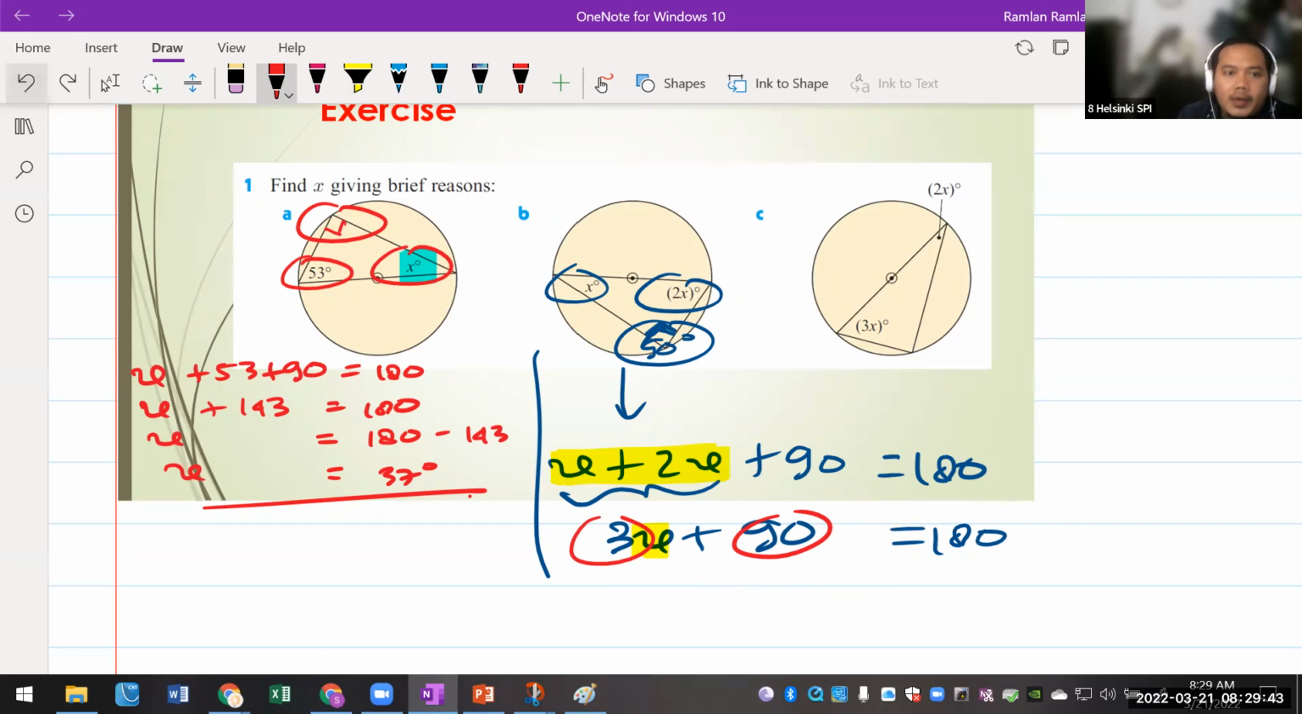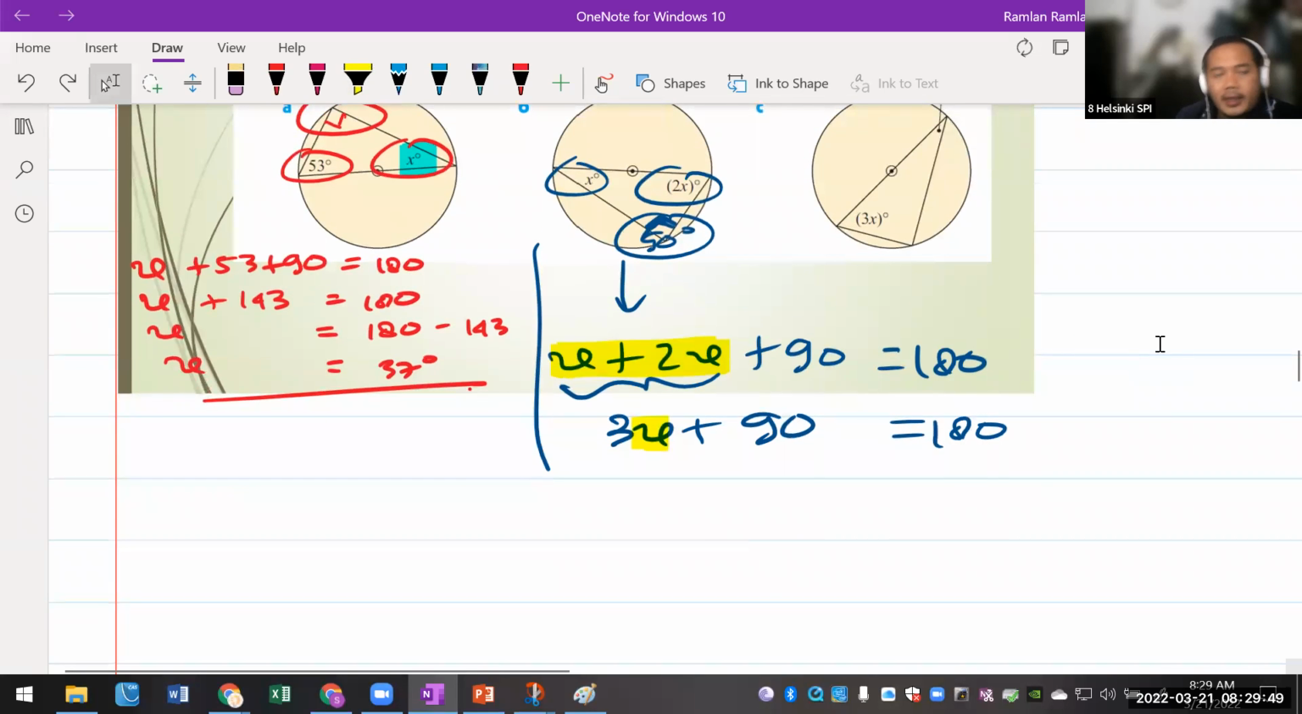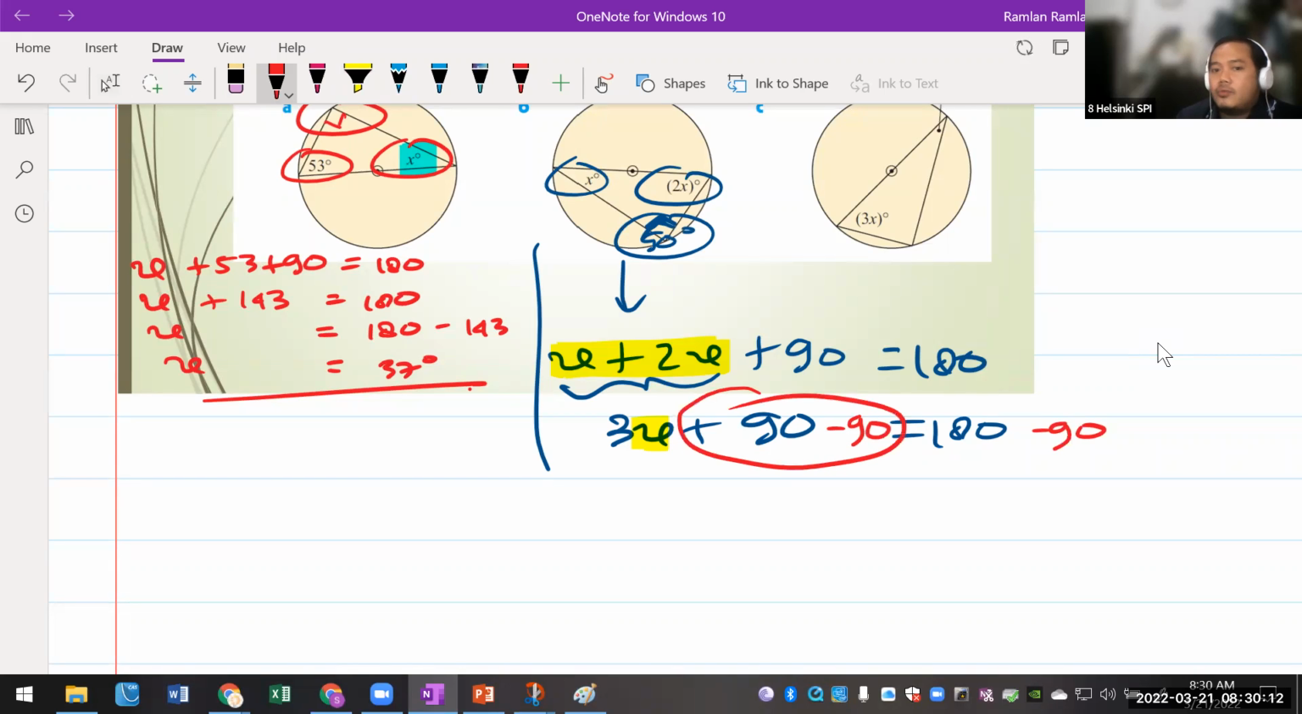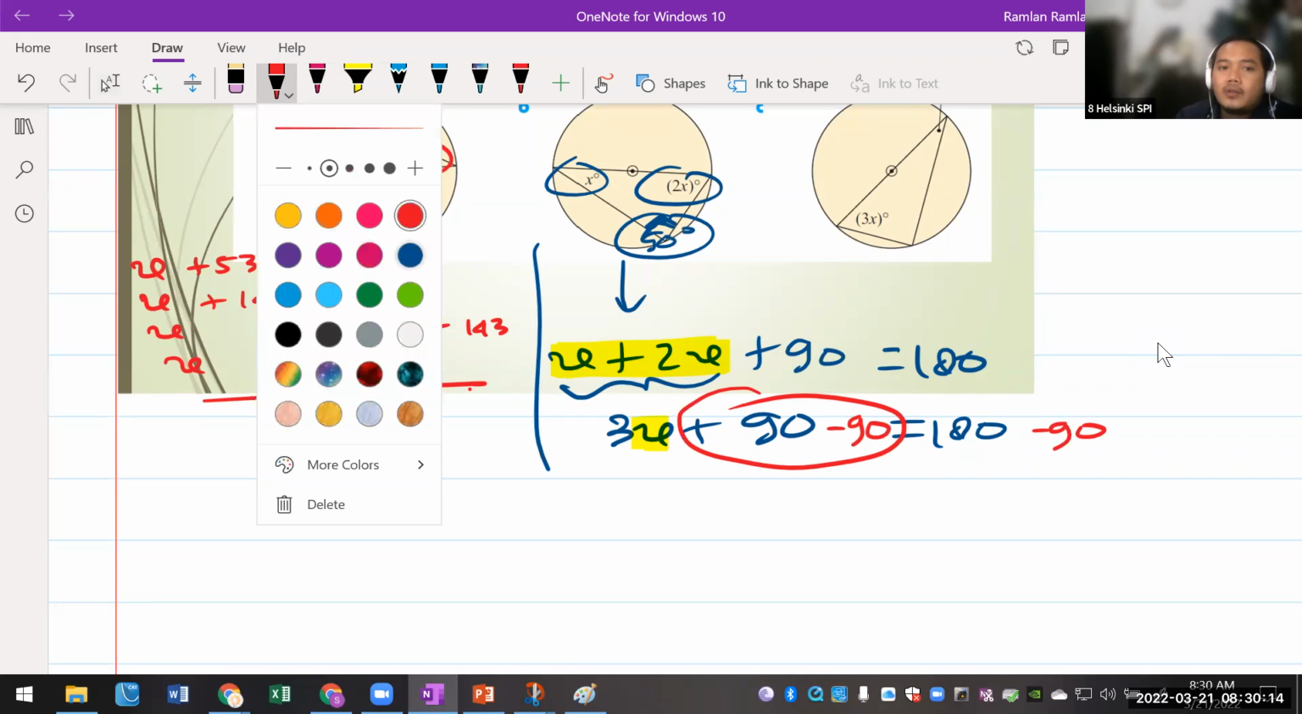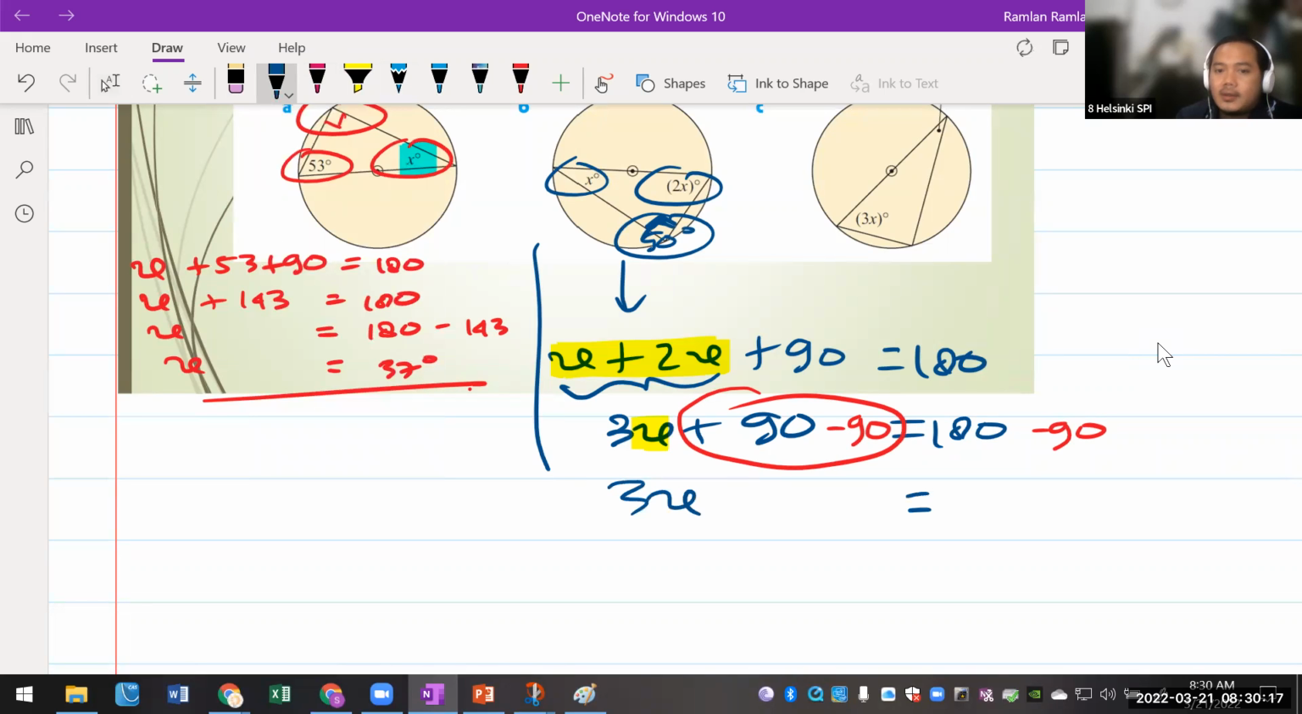So how can we do that? We can do some operation like addition, subtraction, multiplication, or division. But make sure that if you do something on the left side, you do the same exact thing on the right side. So if I have 3x plus 90, I'm gonna get rid of this 90 by subtracting it. So I'm gonna subtract both sides by 90. If I subtract both sides by 90, this is 0, so we only have 3x on the left side. So we get 3x, and the right side will be 180 minus 90, which is 90.